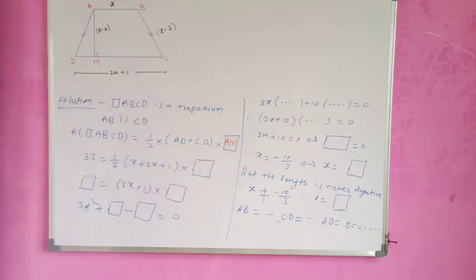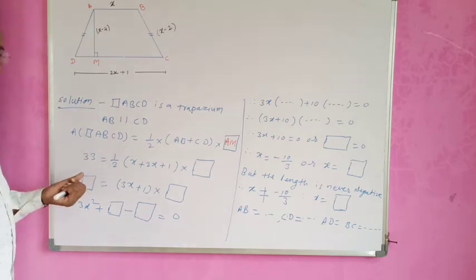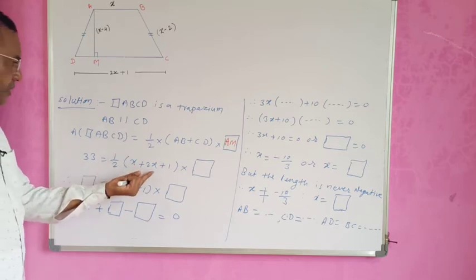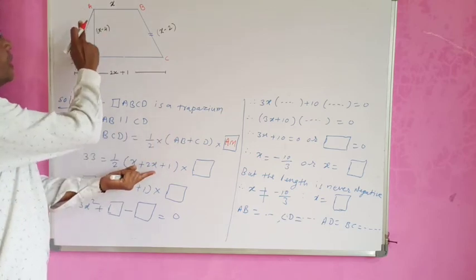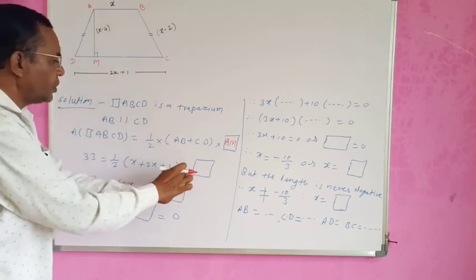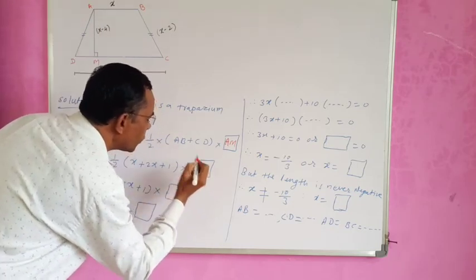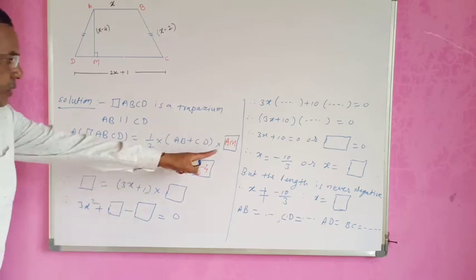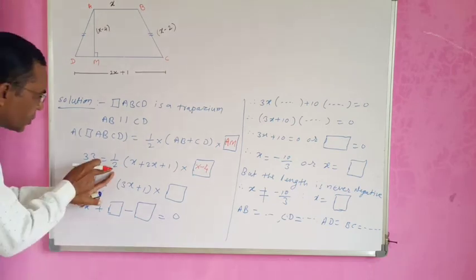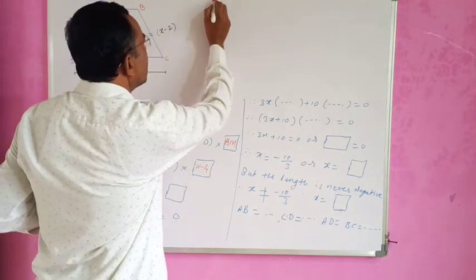Now we will substitute the area: the area of the trapezium is 33 equals 1 by 2 into x plus 2x plus 1, that is AB is x and CD is 2x plus 1, into AM, which is x minus 4. In this way, two boxes we have filled here. And for this we now have to calculate. This 2 is divided and goes to the other side, where it becomes multiplication. Therefore it becomes 66.